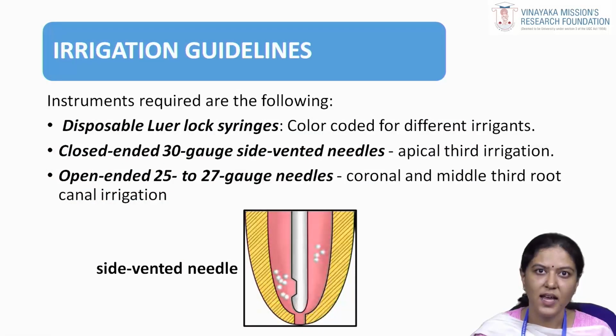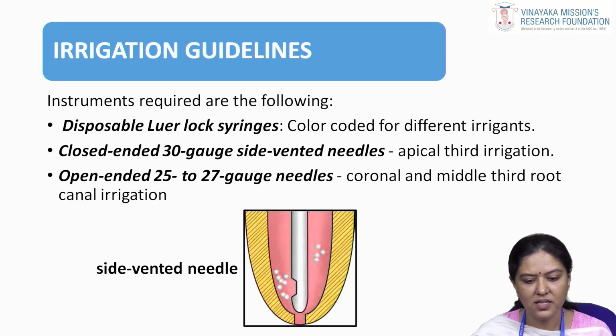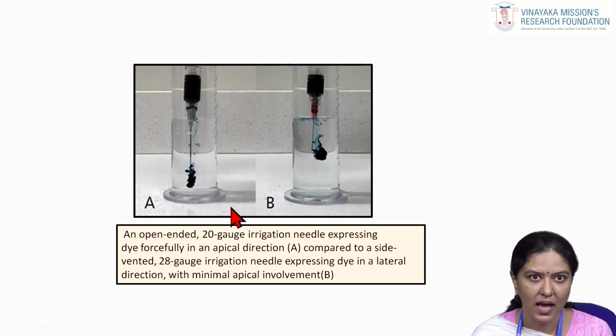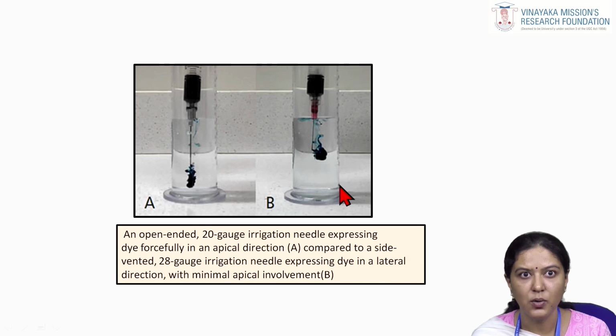Irrigation guidelines. Instruments required are the following. Disposable Luer lock syringes. These syringes should be color coded for different irrigants. Close-ended 30-gauge side-vented needles for apical third irrigation. Open-ended 25 to 27 gauge needles for coronal and middle third root canal irrigation. This picture shows an open-ended 20-gauge irrigation needle expressing the dye forcibly in an apical direction compared to a side-vented 28-gauge needle expressing dye in a lateral direction with minimal apical involvement.